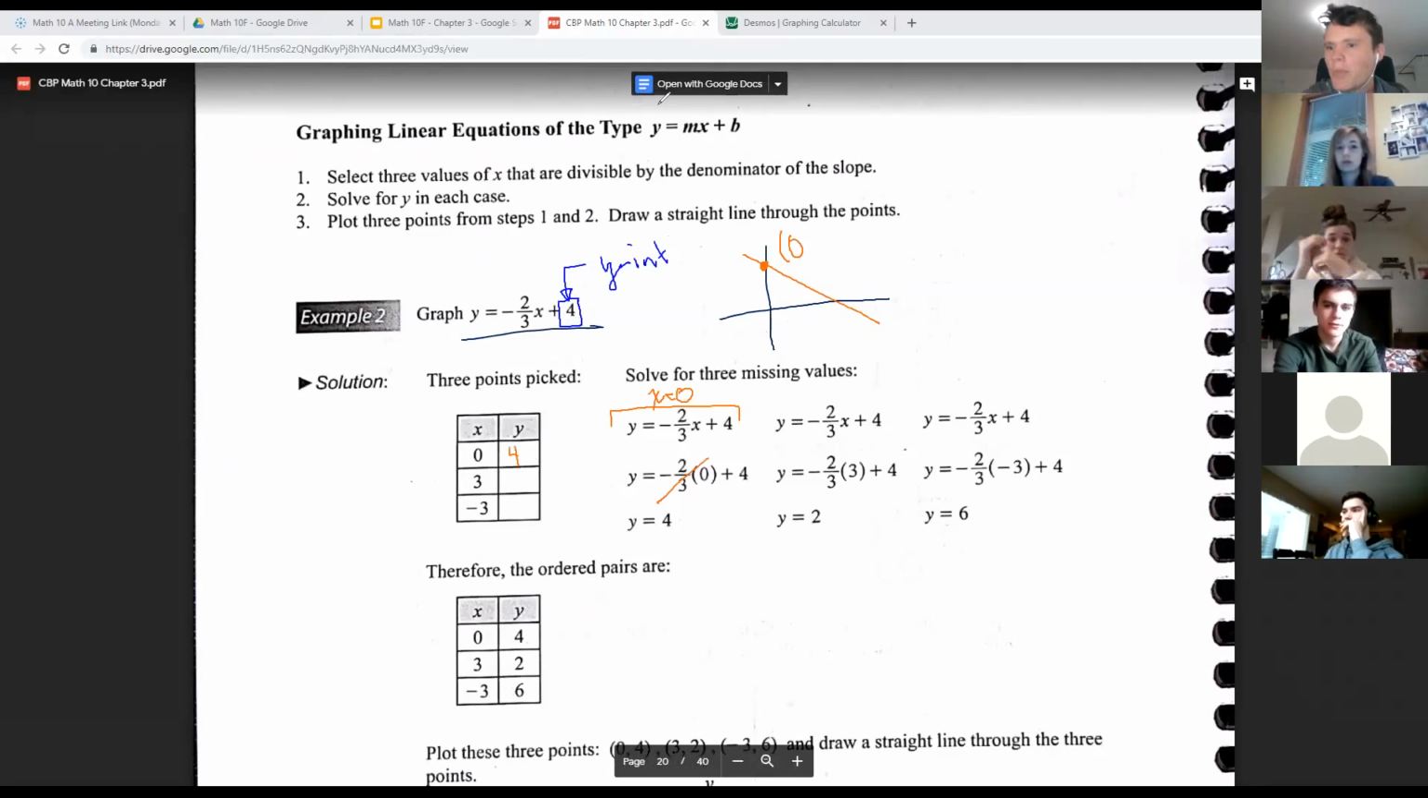Y is x 0. We're picking numbers. We've picked numbers that will help us graph this. Okay, so we're just building our own table of values.